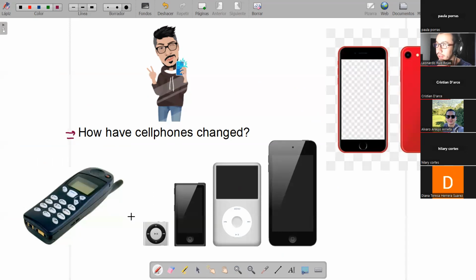Excuse me, teacher, could you repeat the question? Just help me to read, my friend. Help me to read the question that is here. Okay, perfect. How have cell phones changed? Exactly. How have the cell phones changed?